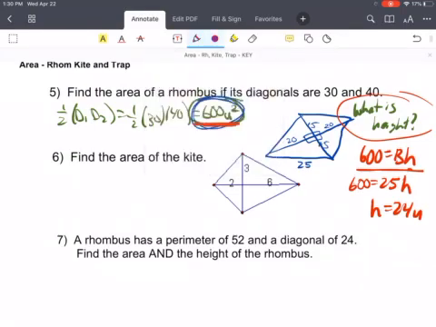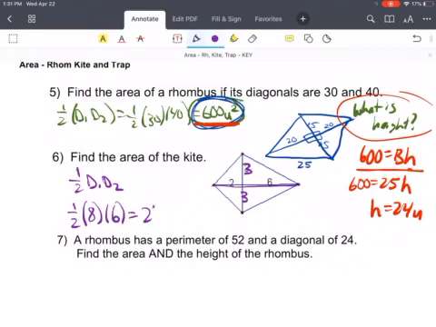For number 6, find the area of this kite. Again, half of d1, d2. One of the diagonals is bisected. It's clearly not that one. So we have 3. This other one would be 3. Half of one diagonal is 8. The other diagonal is 6. So I'm going to get 24 units squared.